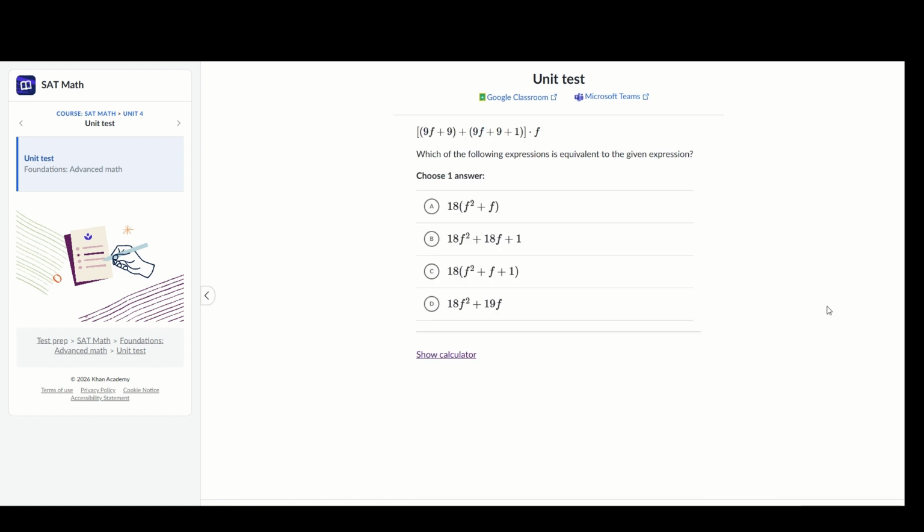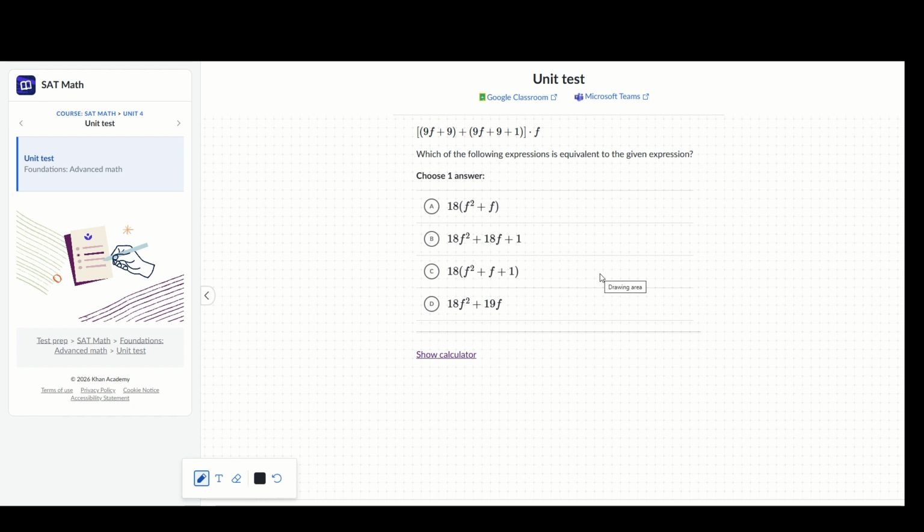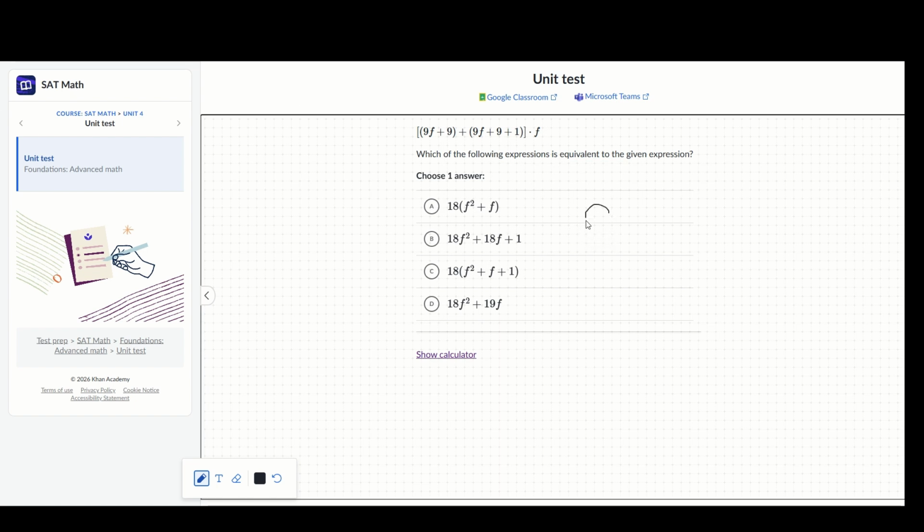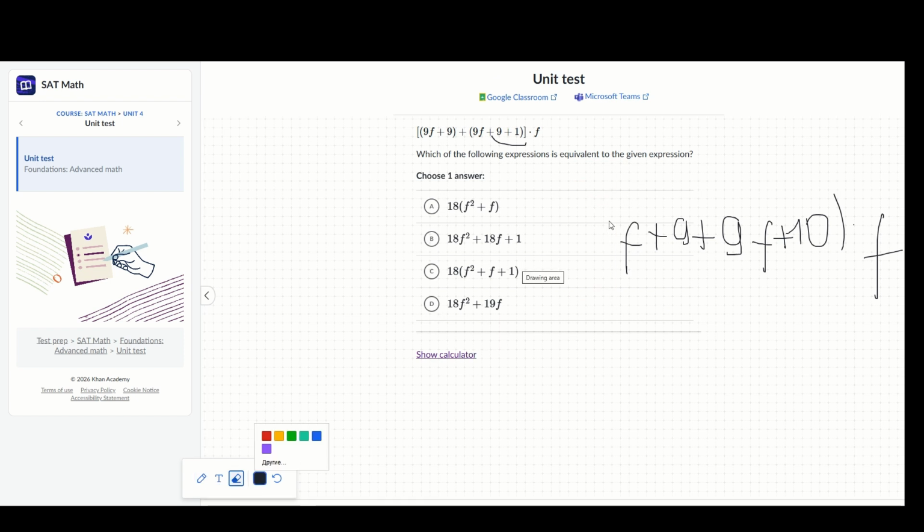Yeah, next. Okay, which of the following expressions is equivalent? The appearance of this may seem ridiculous, but it's not that difficult, so don't be scared. 9f plus 9 plus 9f plus 10. It will be 10 multiplied by f. Yep, I didn't make a mistake here. Hopefully not. I think it would be 9. Let me correct it. It is 9.